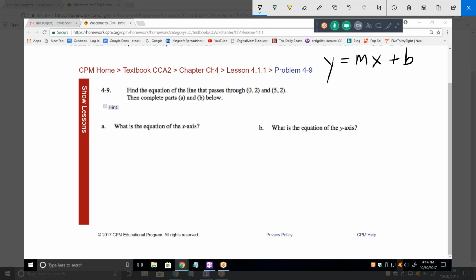M is slope, slope, slope. Slope is one of the most important concepts in all of math. It's difficult to see why at this level, but all the way through calculus and beyond, slope is huge. So remember, m is slope. What is b? I can't remember right now. This is called slope-intercept format, because b is the y-intercept.